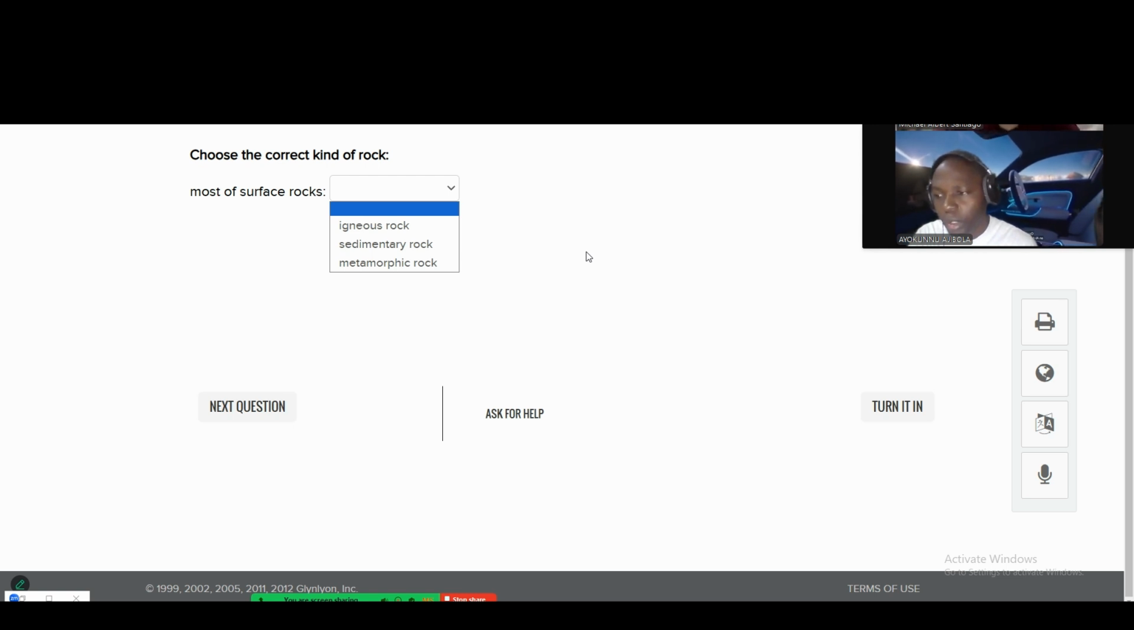Most of surface rock is sedimentary, okay?